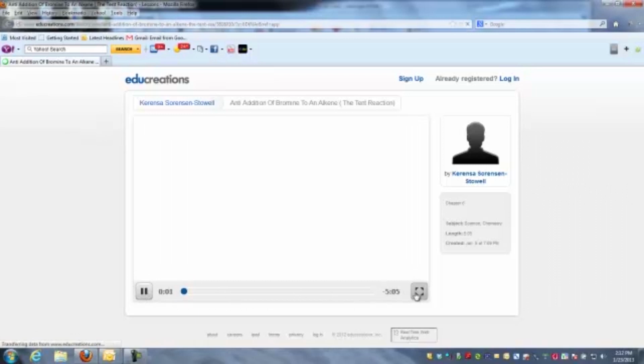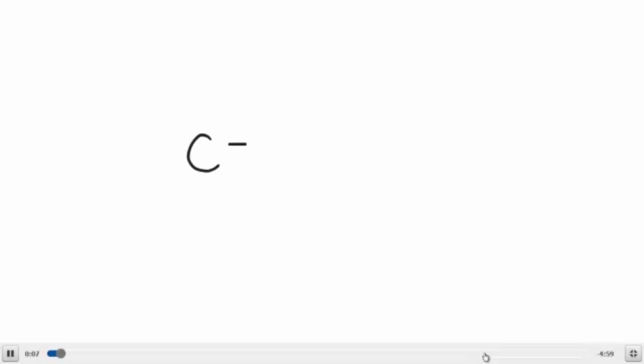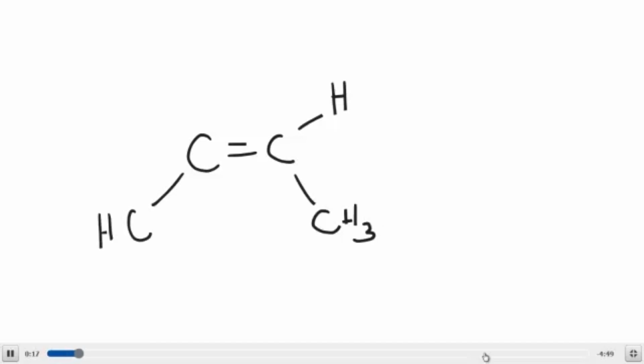Okay, what we're going to look at right now is the vicinal addition of a halogen to a double bond. So first off, we need to have an alkene. And I am going to use cis-2-butene. And you would do this reaction with either bromine or with chlorine.